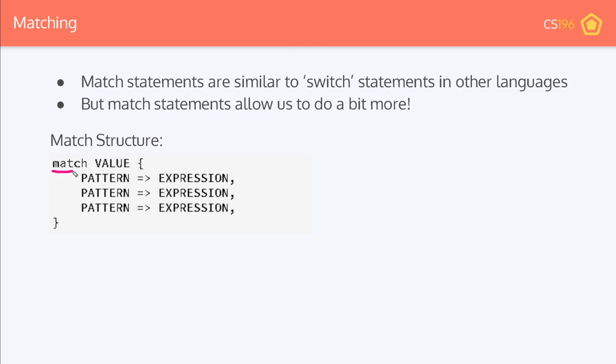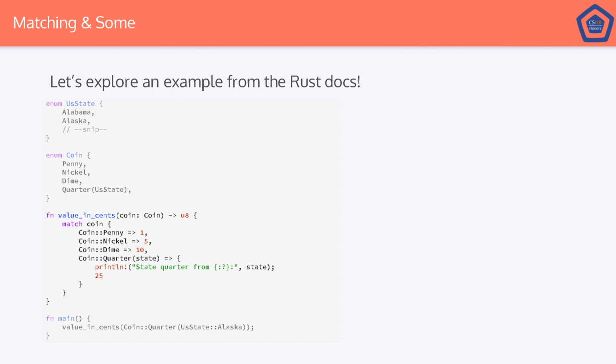The structure for these is the keyword match, the value you would like to match on, the pattern you'd like to match the value to, and then the expression that you would like to execute or evaluate given that this pattern is true, is equal to the value. So really what I want to do here is look at one kind of large example that uses both enums as well as match statements.